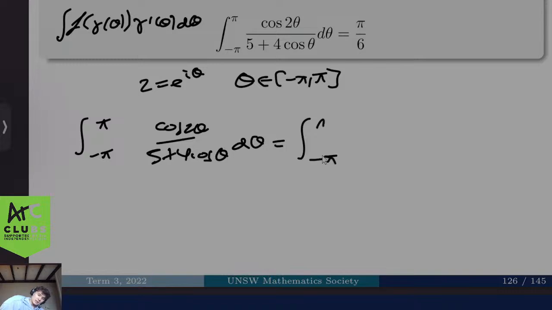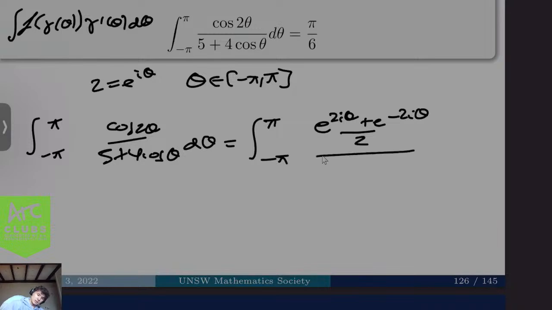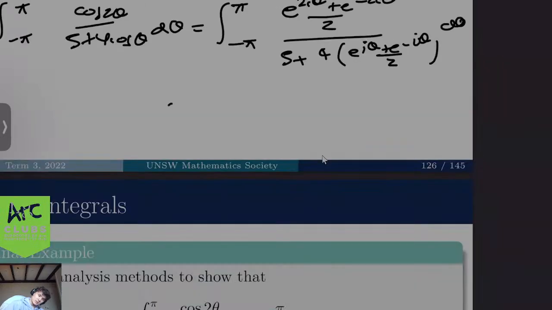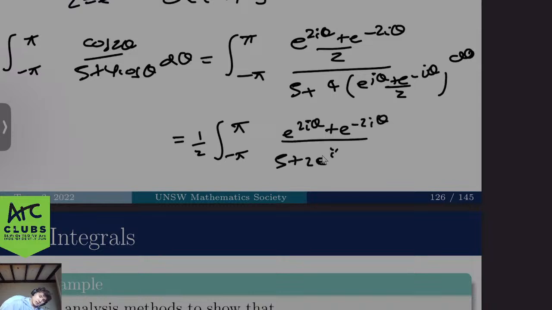Well, I can rewrite that as (e^(2iθ) + e^(-2iθ))/2 over 5 plus 4 times (e^(iθ) + e^(-iθ))/2, dθ. And so that becomes 1/2 the integral from negative pi to pi of (e^(2iθ) + e^(-2iθ)) over 5 plus 2(e^(iθ) + e^(-iθ)) dθ.